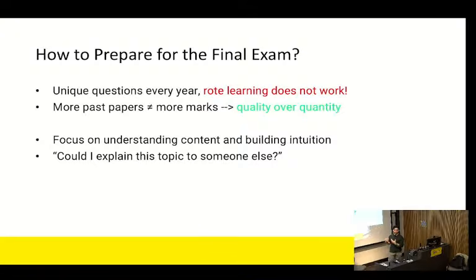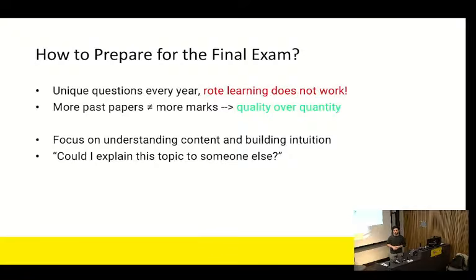Whenever you go past the topic, before you actually go through the past papers, the first thing you should do is make a summary of all your notes, which is always really good. But don't just write the notes. Ask yourself, can I explain this? If not, try and explain it to yourself. Try and build an intuitive understanding.